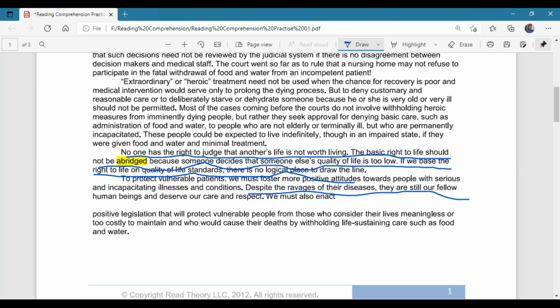The quality of life to protect vulnerable patients. We must foster a more positive attitude towards people with serious and incapacitating illness and conditions, despite the ravages of their diseases. What do you understand by ravages? Ravages in the sense of ruin, devastation, spoil. Okay, despite them being spoiled by their diseases, still they are our fellow beings. So he's just trying to convince the people with his new statements. That's all. Okay. I hope you all understood.